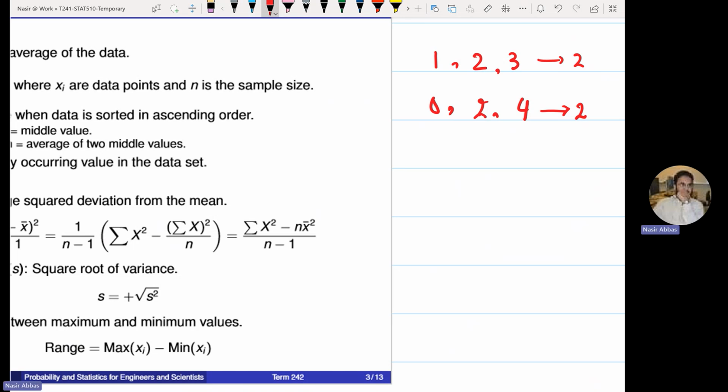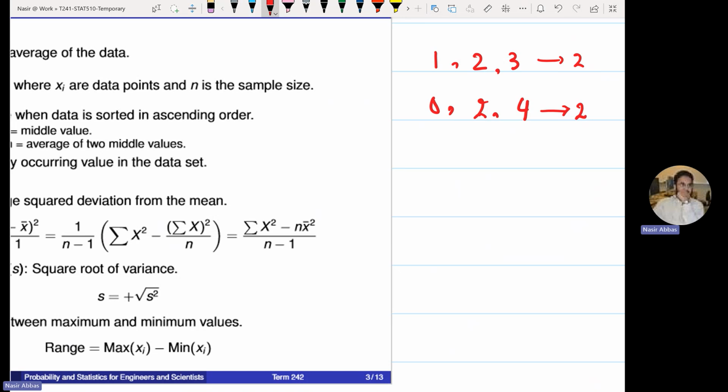Are the data sets the same? No, the data sets are different. That means there is more in a data set than only the center. Only the center does not describe the whole data. There are more things. What is different between these two data sets?